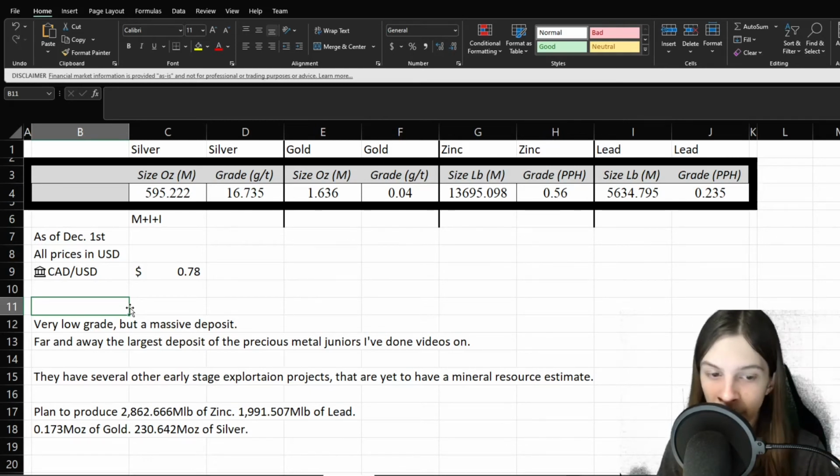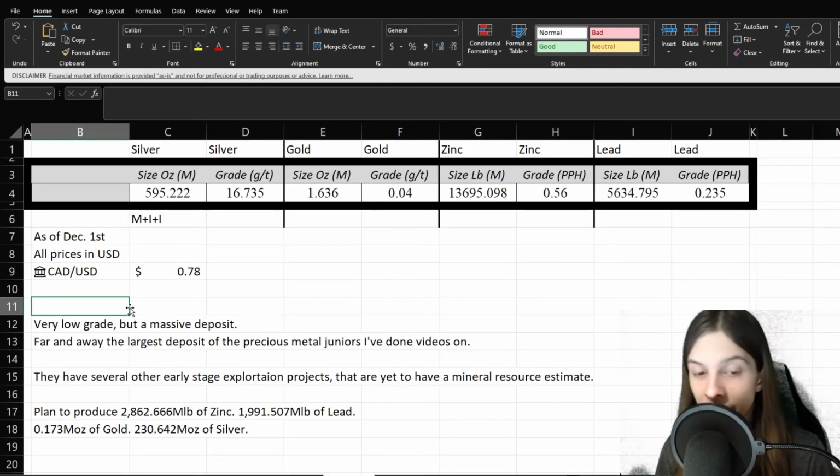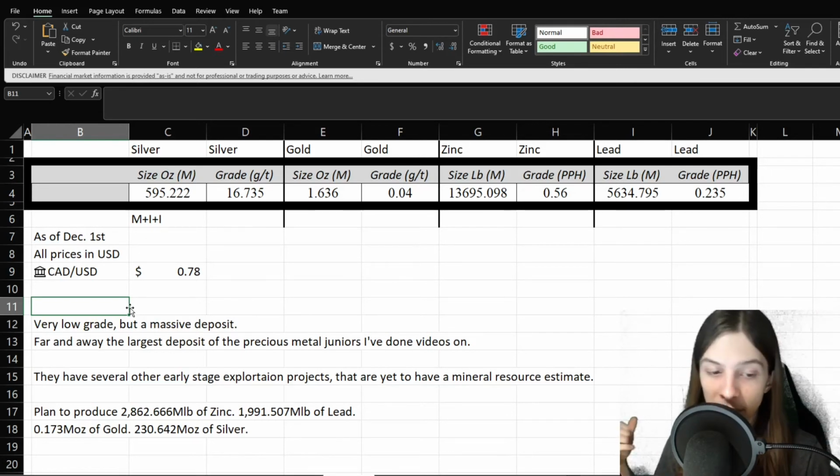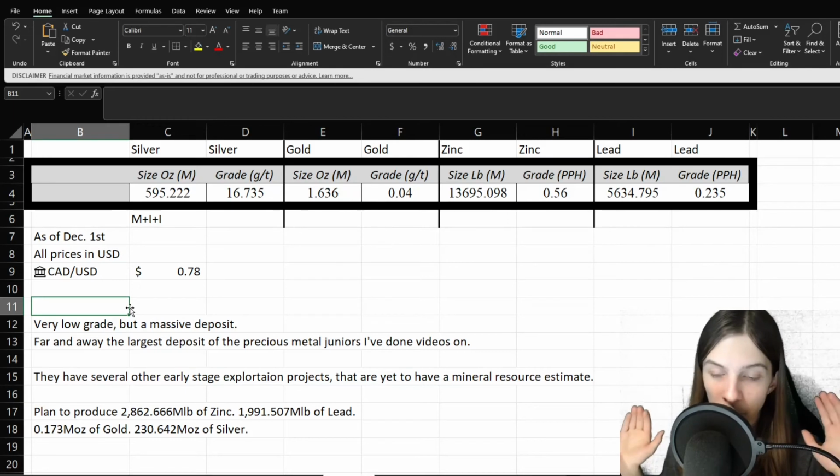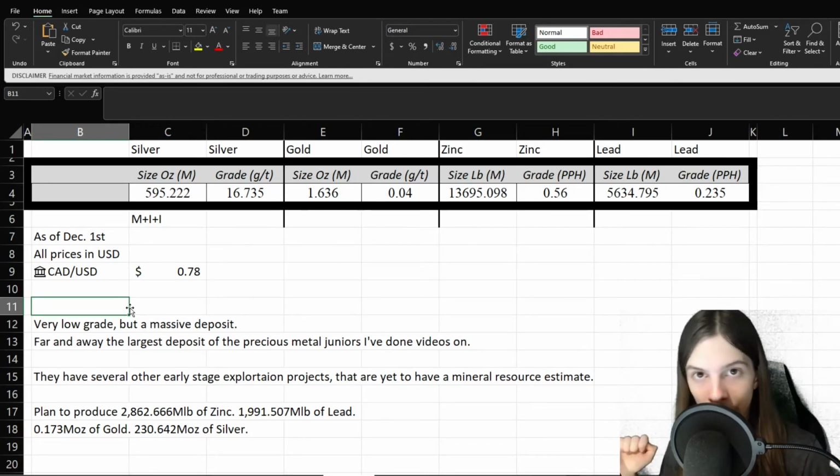It's a trade-off here. And they do have several other early stage exploration projects that are yet to have a mineral resource estimate. So, of course, we can see this possibly expand in the future. And they plan to produce 2,862 million pounds of zinc, 1,991 million pounds of lead, and about 0.173 million ounces of gold and about 230 million ounces of silver. Now, let's move on to the DCF here and see how they do with producing all that stuff.